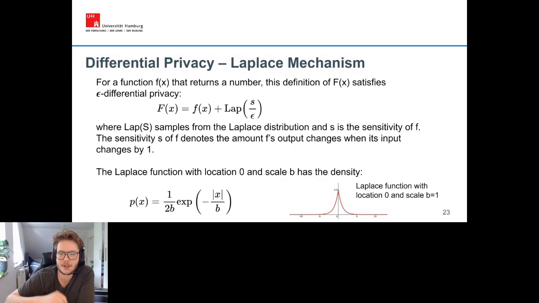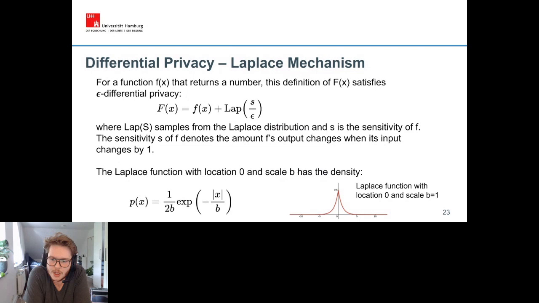For this, there's something called the Laplace mechanism. So here are again some formalities. We call something epsilon differentially private if it fulfills the equation: big F of x is f of x plus Laplace of s divided by epsilon, where s is the sensitivity of f, your mechanism, and epsilon is your privacy variable, right? So the amount of privacy you want to put into the whole system.